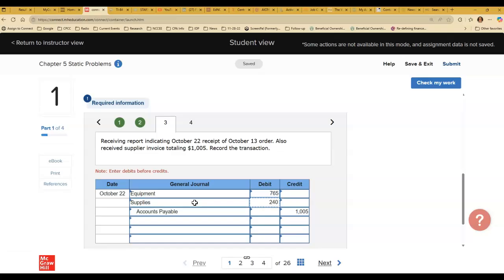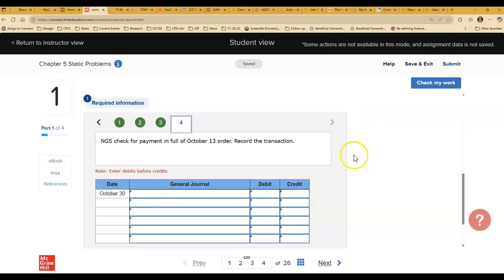No, I think we got everything. Because, let's see. Yeah. Because if you get the $765 plus the $240, you actually get the $1,005. Okay? All right. So, again, if you did not really pay attention to how this business process flows through the system, make sure that you go back and look at that visual in the chapter.